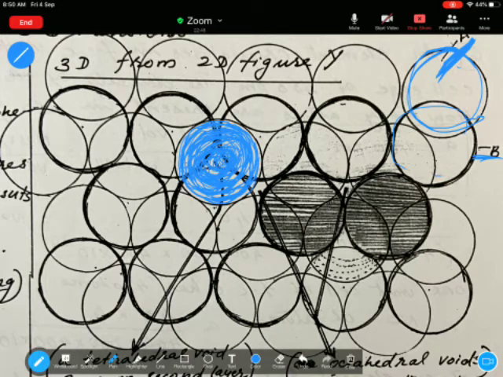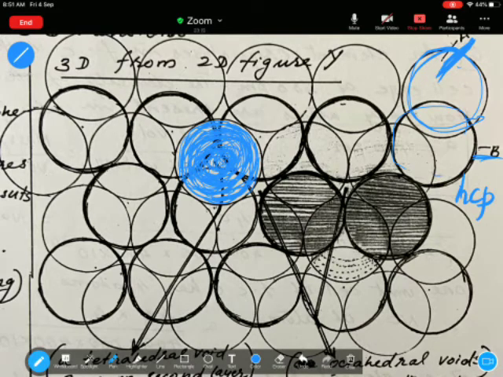Now if you keep the next layer, then it will be B layer, next layer A layer, next layer B layer. So you are getting the layers in this fashion, A, B, A, B, A, B. Such type of close packing is called hexagonal close packing, HCP.